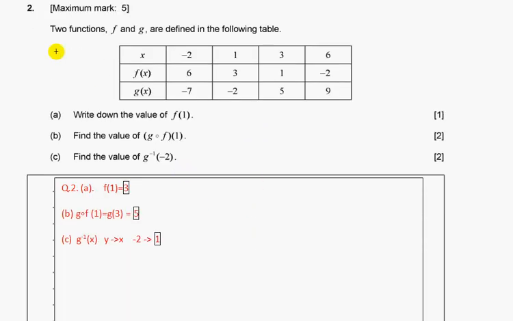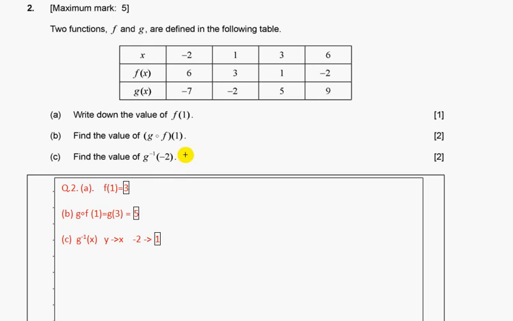Question 2. Two functions f and g are defined in the following table. Write down the value of f(1). So f when x is 1, it is 3. Find the value of g(f(1)). So first f acts and then the result goes to function g. So f of 1 is 3. So 3 goes as the argument of g. So g of 3 is 5. So the answer is 5.